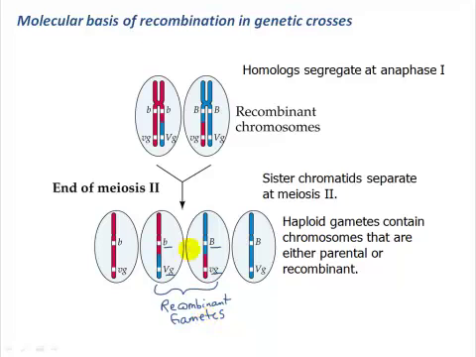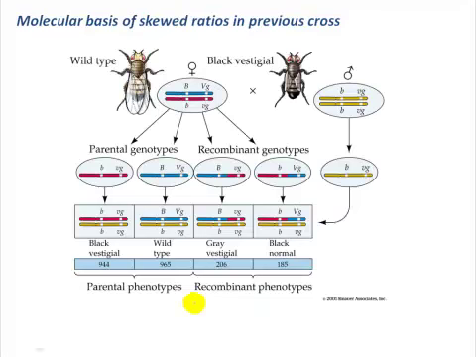All right? So again, how far apart these two genes are from one another is going to determine how many recombination events we expect to happen during meiosis, or how likely it is that we're going to have a recombination event during meiosis. And so therefore, the further apart they are, the more recombination events we can expect to occur, and the more recombinant gametes we can expect to be present.